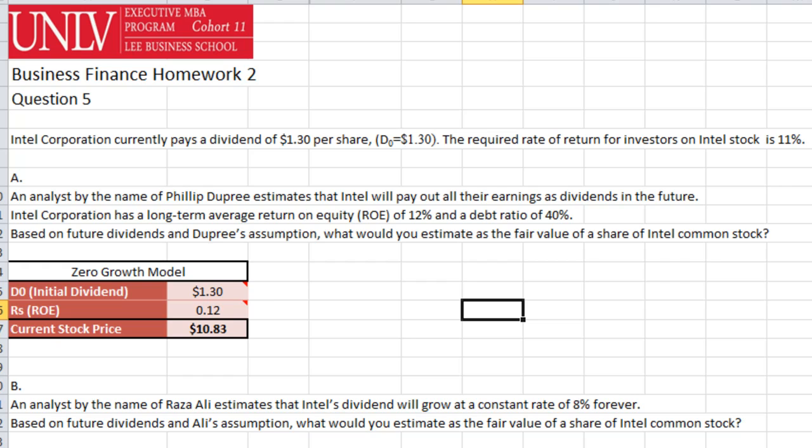For this one, it is a little tricky because at first you look at it and you say, hey, I want to use that 11%, but that would be wrong. Also, you're going to completely ignore this debt ratio at 40% as it is just a red herring.